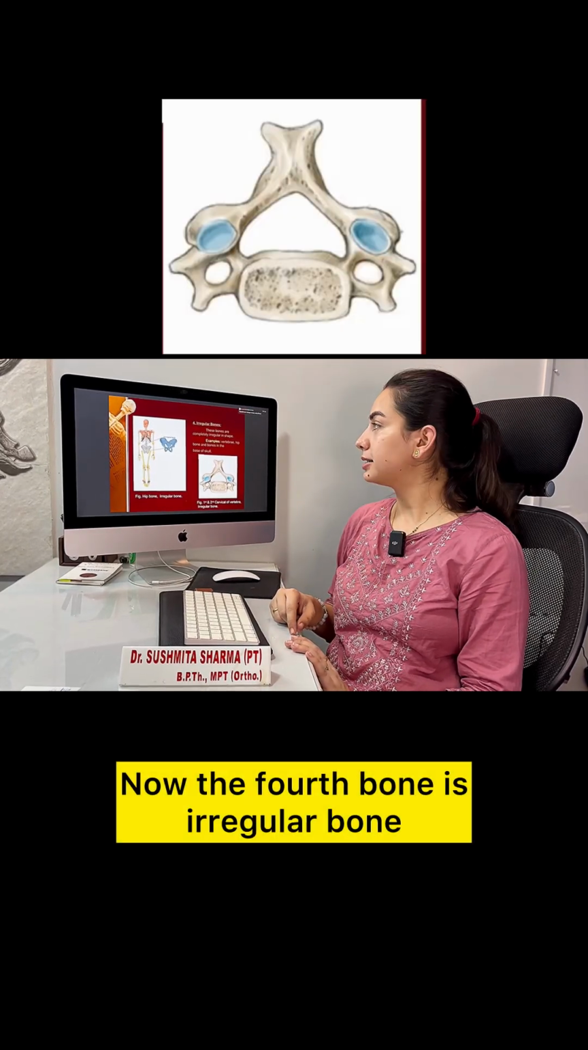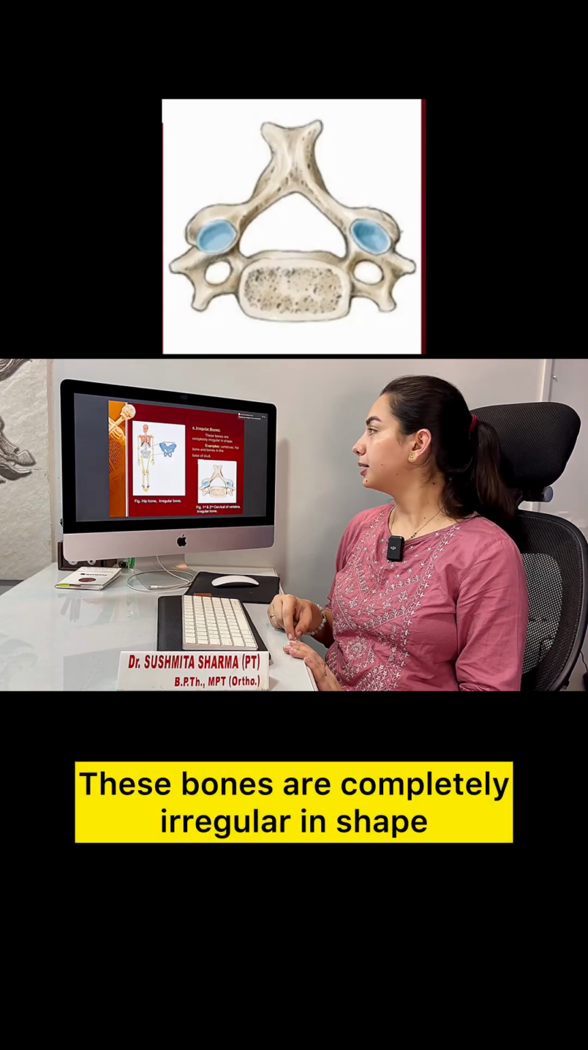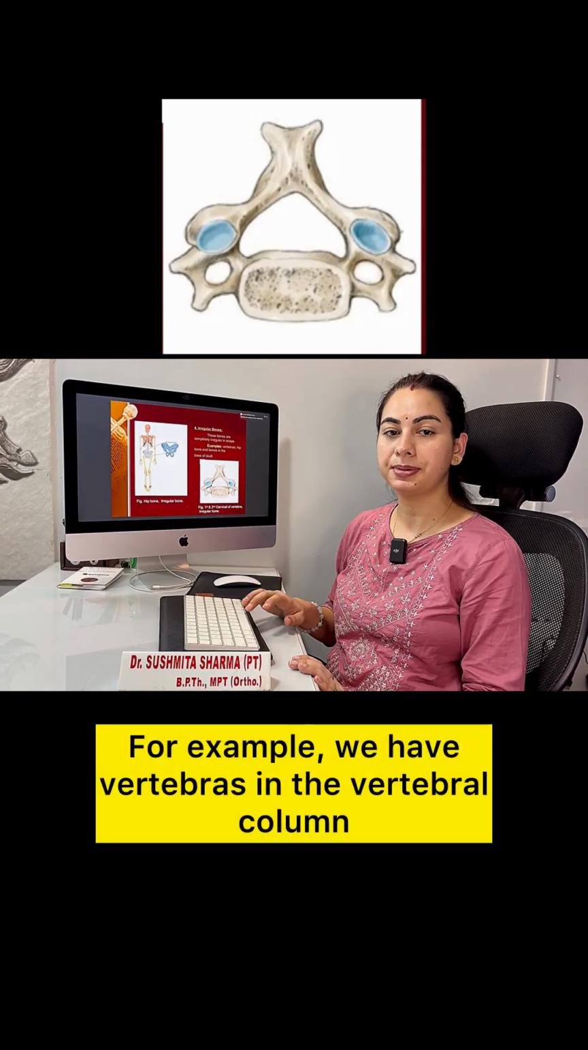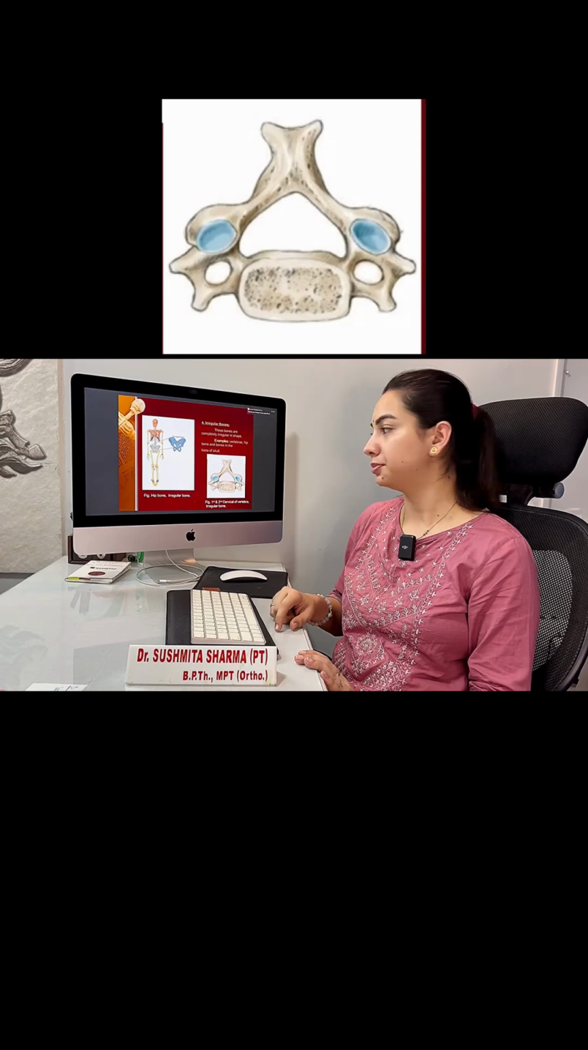Now the fourth bone is irregular bone. These bones are completely irregular in shape. For example, we have vertebrae in the vertebral column.